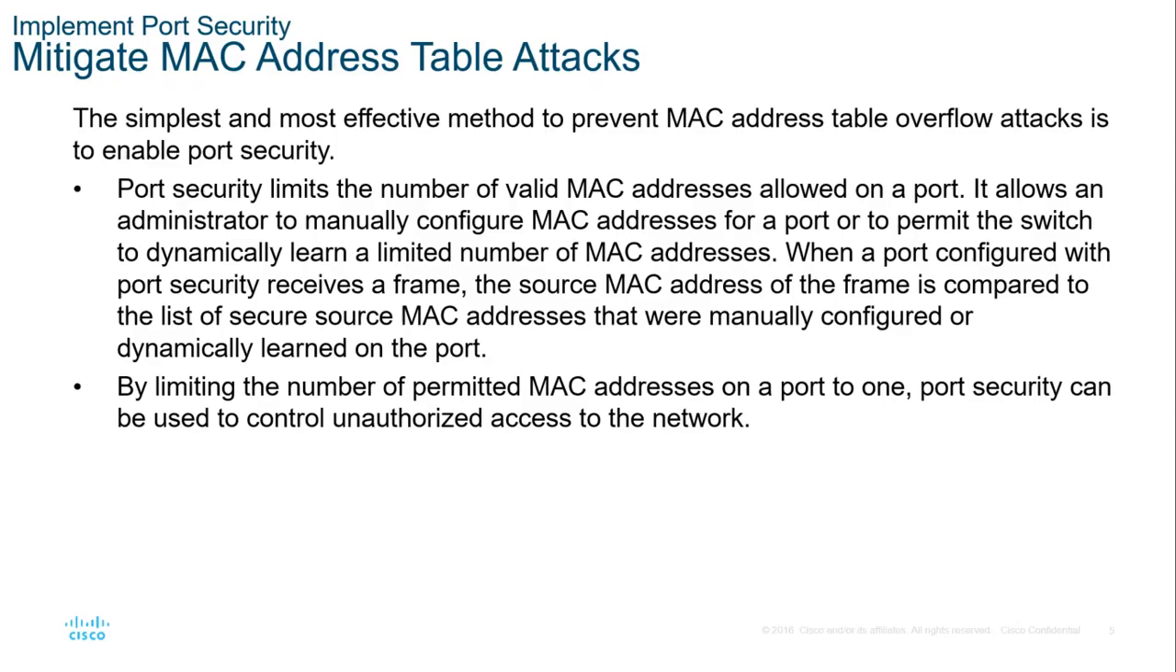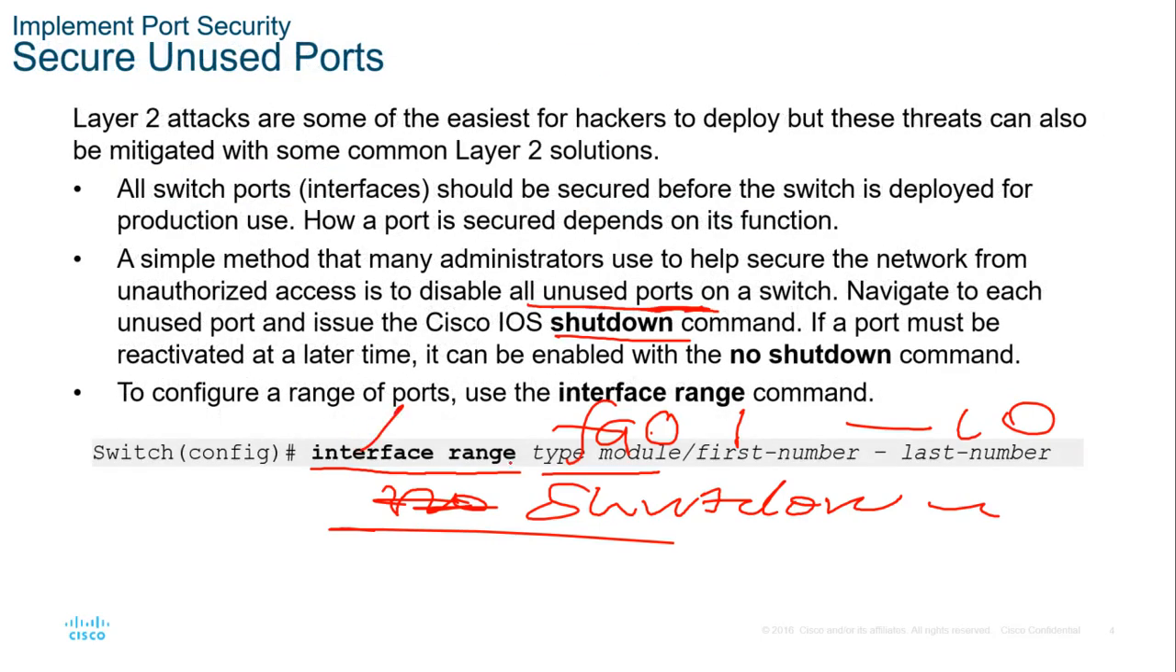The simplest and most effective method to prevent MAC address table attacks, now this is under how to mitigate MAC address table attacks, is to enable port security. Port security limits the number of valid MAC addresses allowed on a port. By limiting the number of permitted MAC addresses on a port to 1, port security can be used to control unauthorized access. Like we saw previously, with this interface range you can specify how many MAC addresses should be attached to this interface.